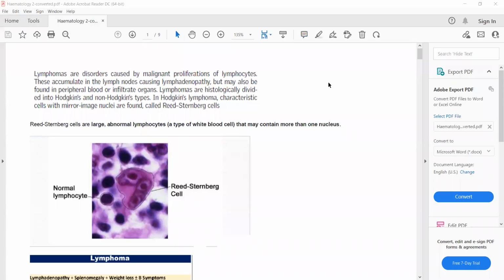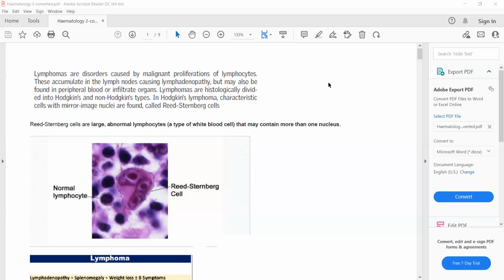So lymphomas, as their name indicates, are disorders caused by malignant proliferation of lymphocytes. These accumulate in the lymph nodes, causing lymphadenopathy. But these lymphocytes may also be found in peripheral blood or infiltrate organs. Lymphomas are histologically divided into two categories. One is Hodgkin lymphoma, and the second type is non-Hodgkin lymphoma.